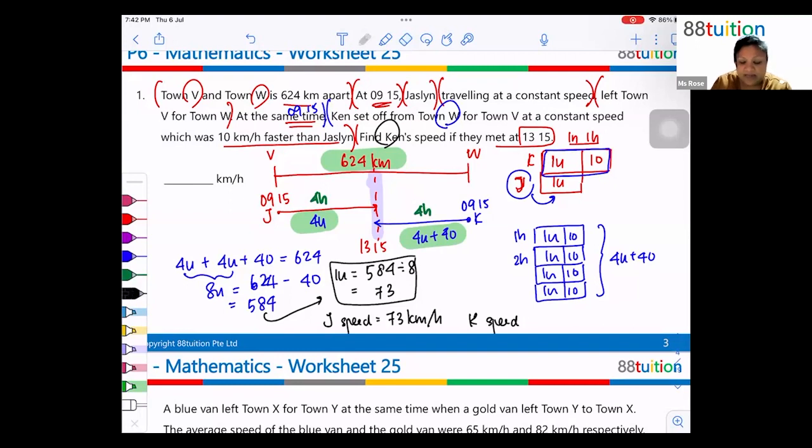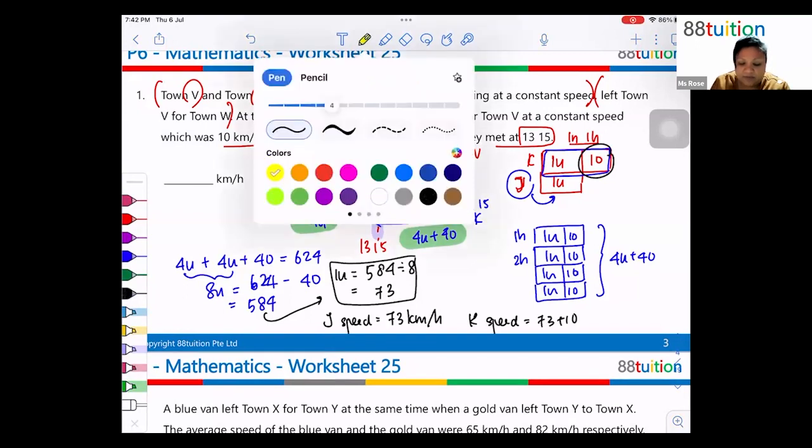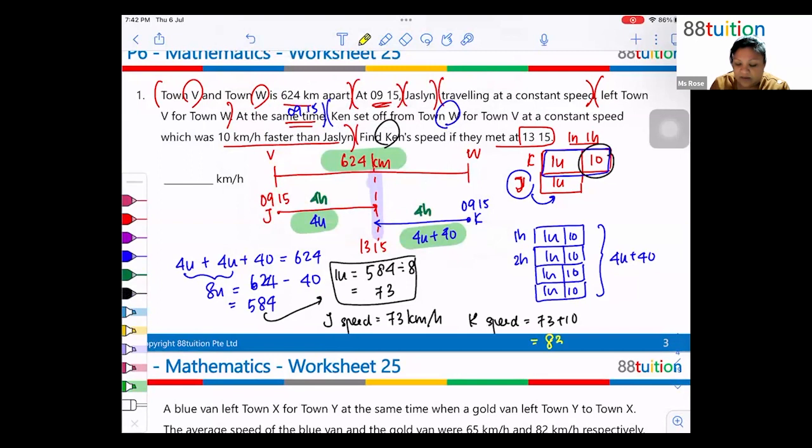okay, so that means Ken's speed will be equal to, because Ken can travel 10 kilometers more in 1 hour, so Ken's speed would be 73 plus 10 to give me 83 kilometers per hour. Okay. All right.